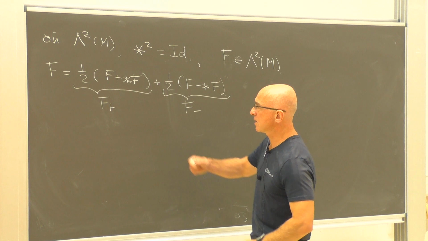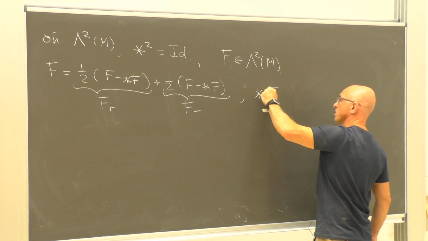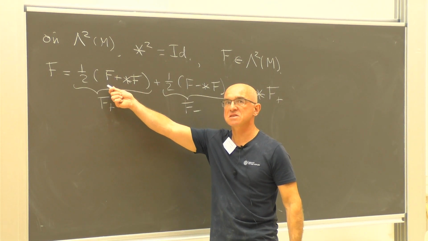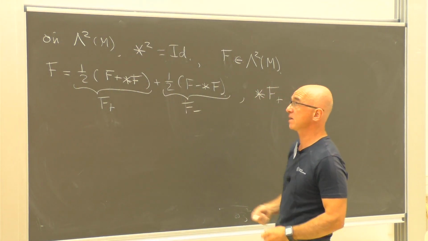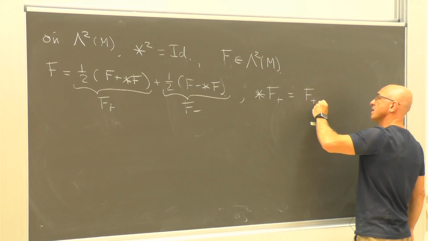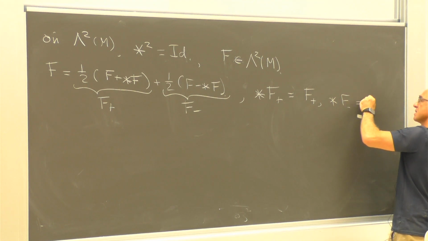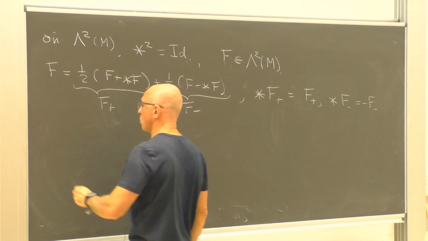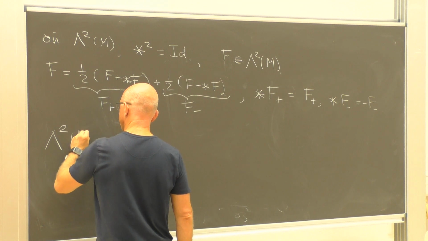Now, if we look at F plus and we apply star to this, then star applied to F plus is star F, and star squared is 1. So we get F plus star F again. So this is F plus, and then star of F minus is minus F minus. Okay, so what this does is it gives you a decomposition of this space of 2 forms.